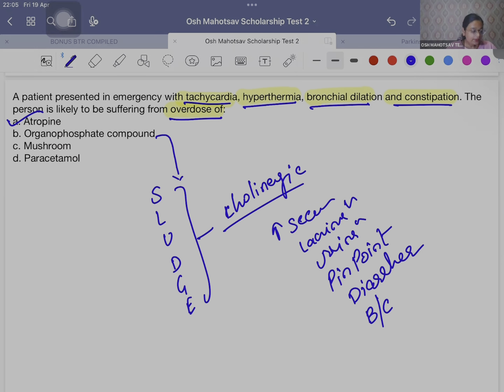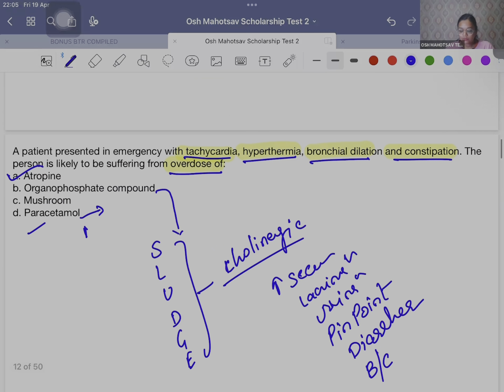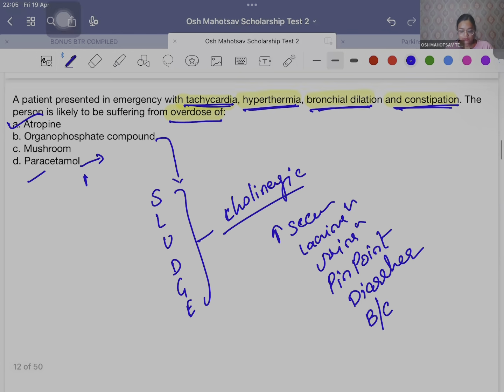Mushroom poisoning, you do not have to remember much. But paracetamol poisoning, you need to remember the King's College criteria of acute liver failure, because the toxicity of paracetamol can lead to acute liver failure. Okay, so this will be the answer of this question. The answer is atropine, because the symptoms are opposite: bronchodilation, constipation, and the patient is having tachycardia and hyperthermia.